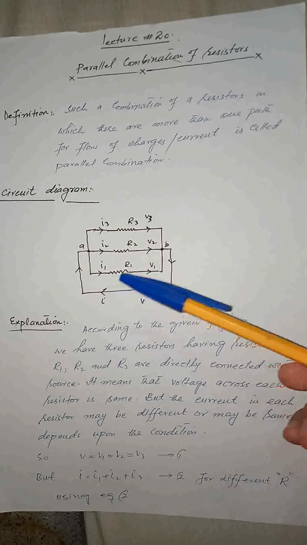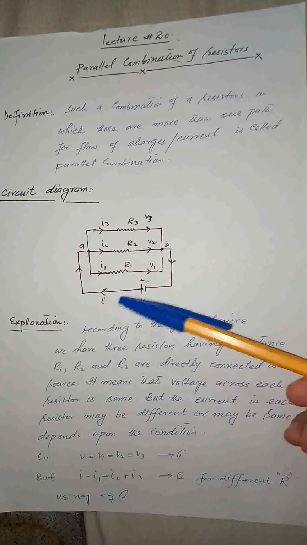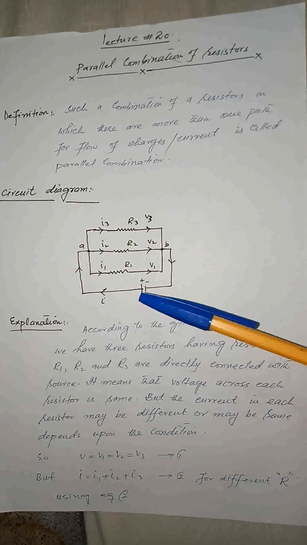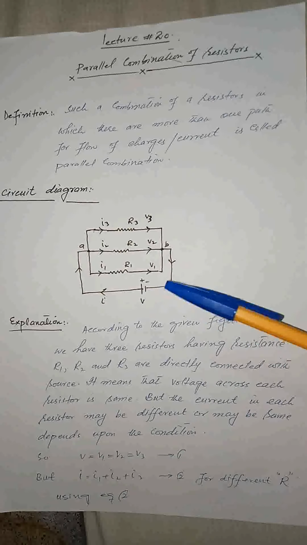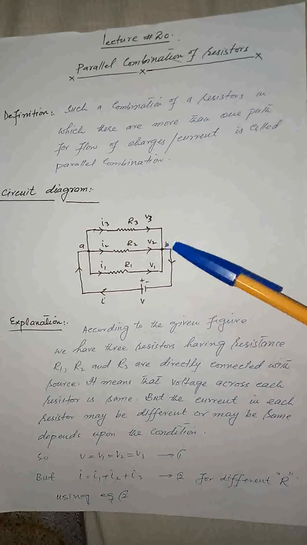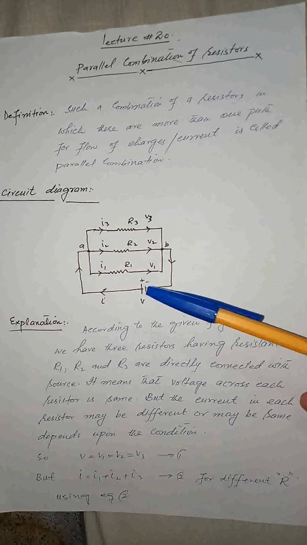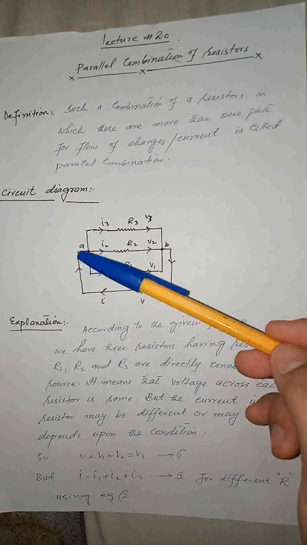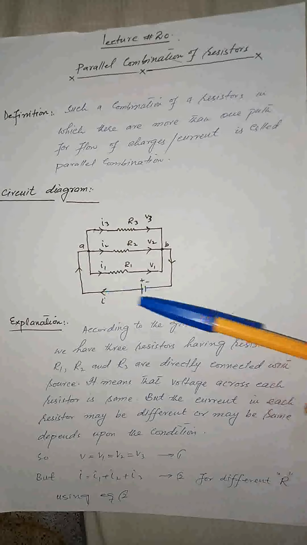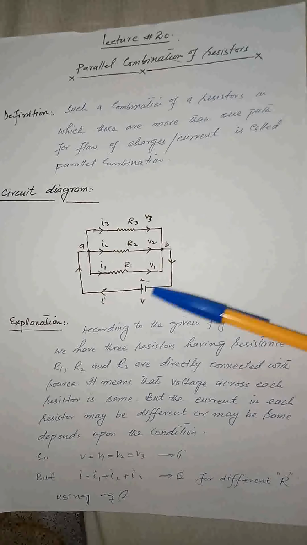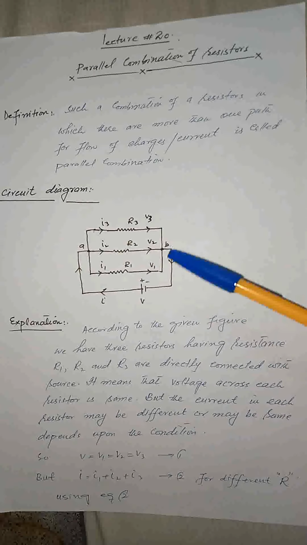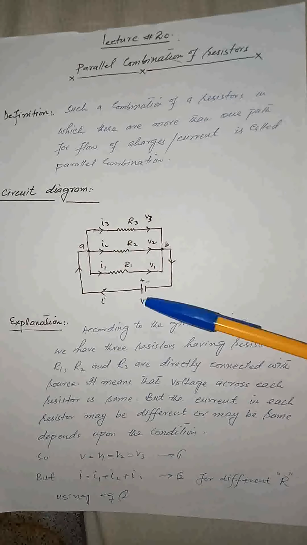All these three resistors are directly connected to the source. It means that potential across this plus and minus equals that across A and B, because there is no drop of voltage from point plus to point A or from minus to point B. So the potential difference across A and B is the same as that of the source potential difference or voltage.